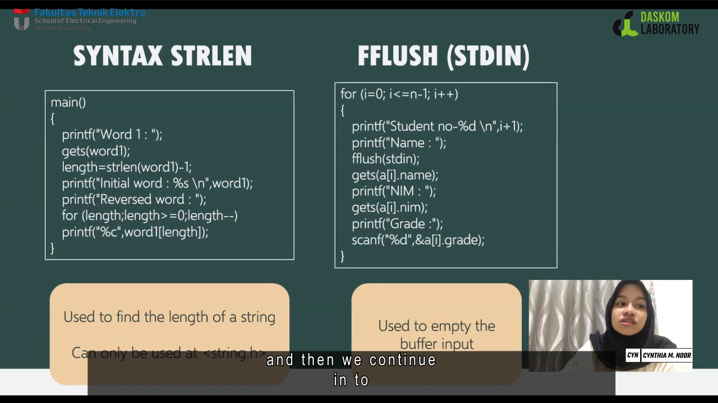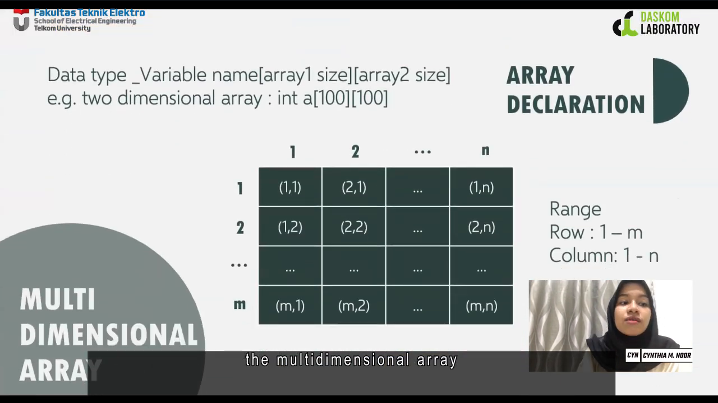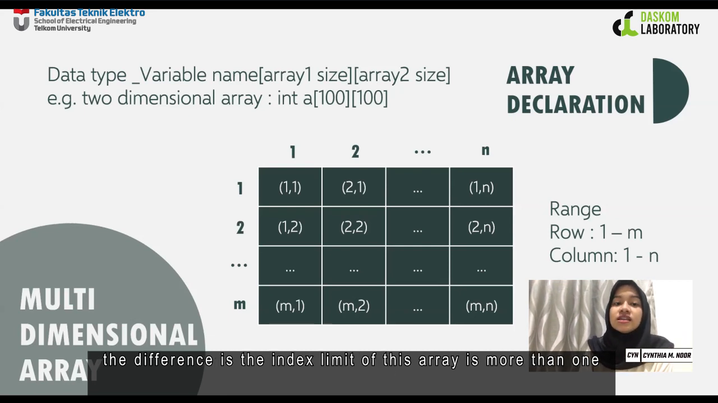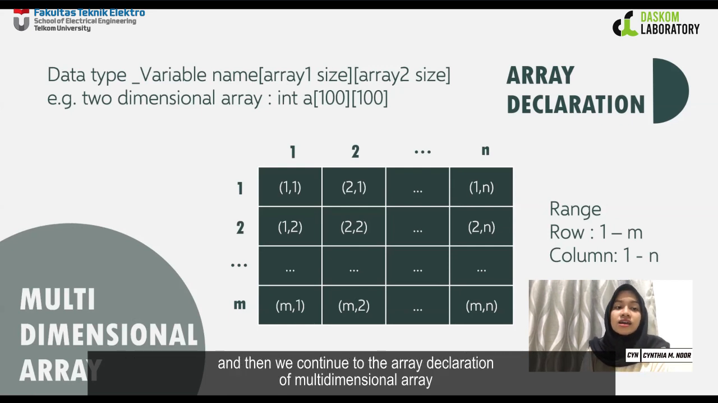And then we continue into the multidimensional array. Actually, the concept of a multidimensional array is the same as a one-dimensional array. The difference is that the index limit of this array is more than 1. And then we continue to the array declaration of a multidimensional array.